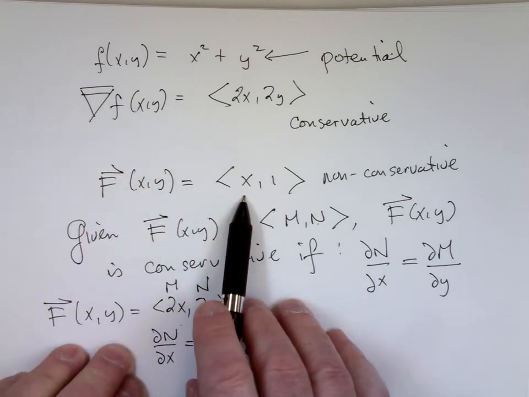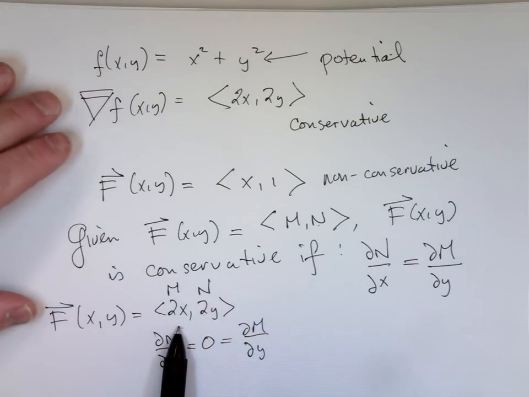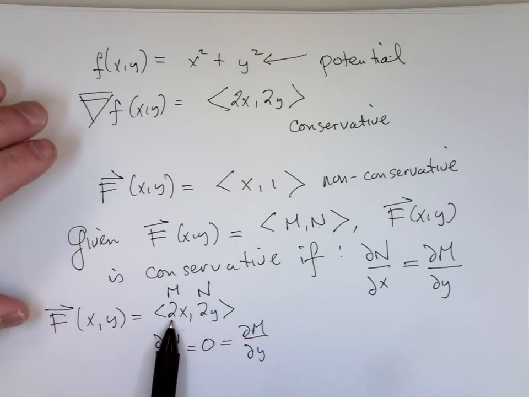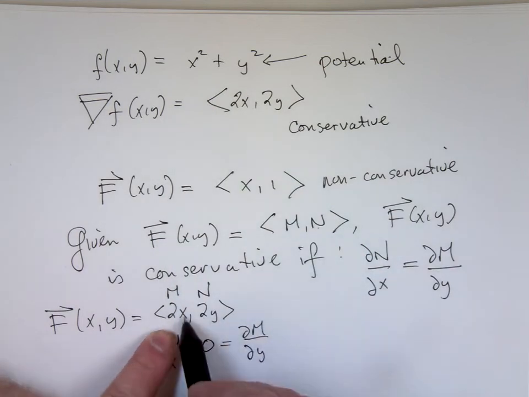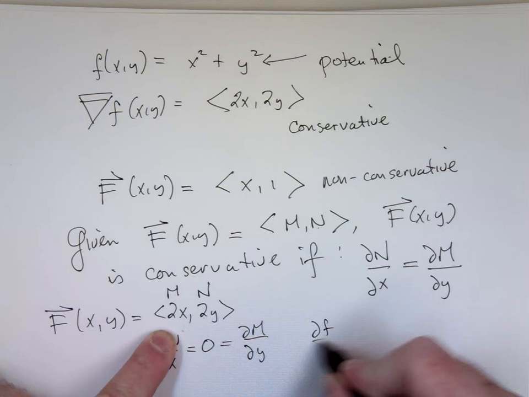Here's the deal. We know this is conservative. We know it has a potential function. There's some function for which this is its gradient. If that's true, the partial derivative of that function, the one we're looking for, with respect to x, must be equal to 2x.